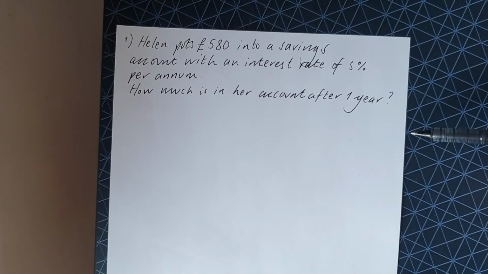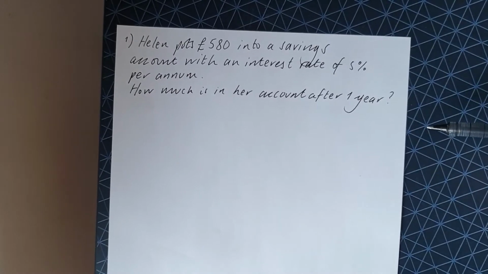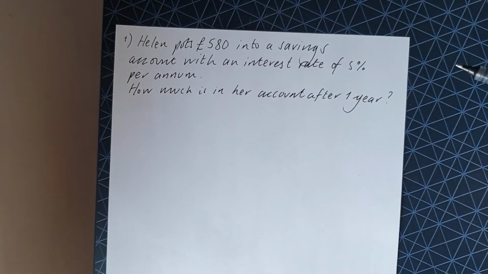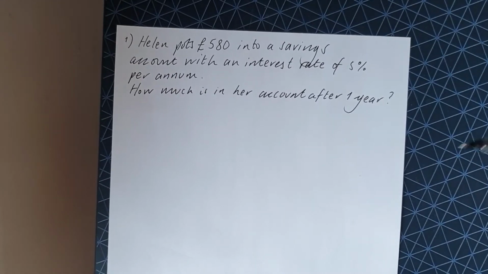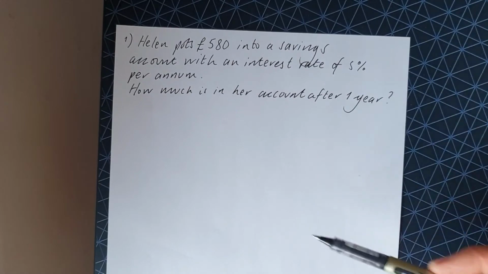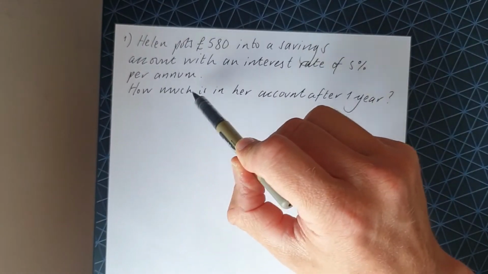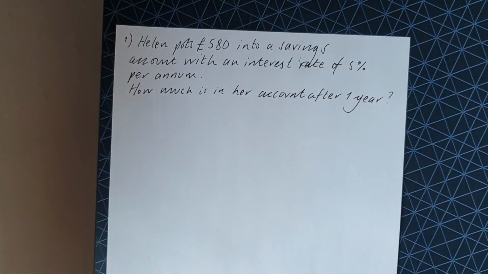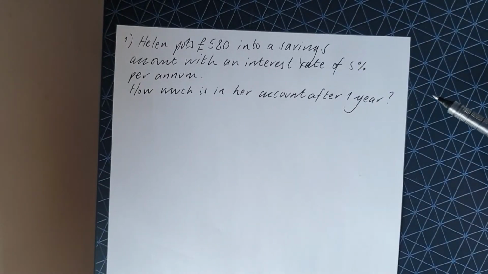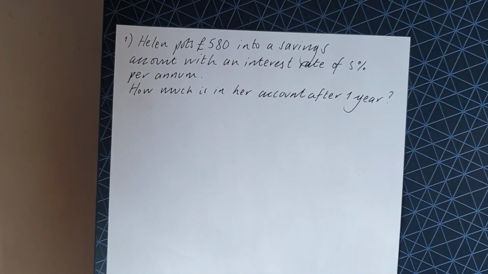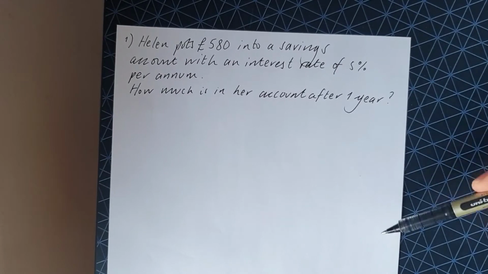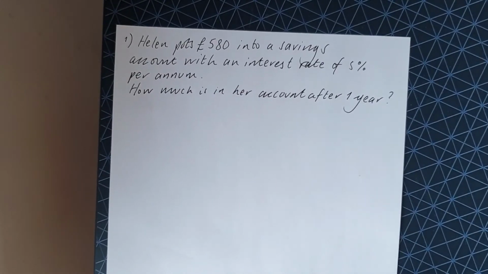So you might have seen in some adverts the letters APR. And what that is, is the percentage of the amount you put into your savings account that the bank will give you. There's another bit of terminology here, which is annum. So annum just means per year. So another way to say that sentence would be, Helen puts £580 into a savings account with an interest rate of 5% per year.